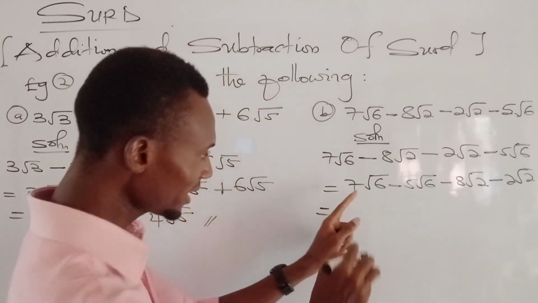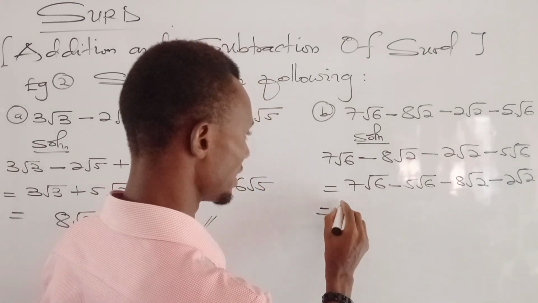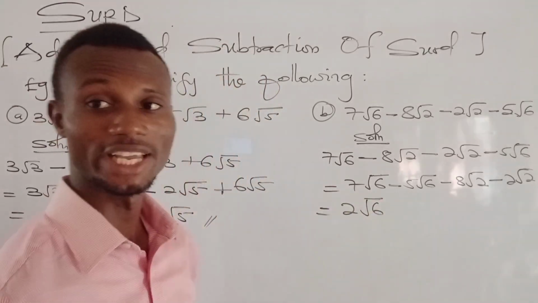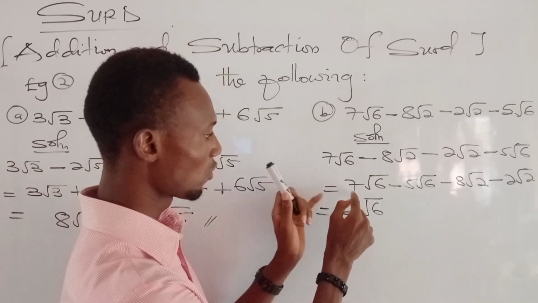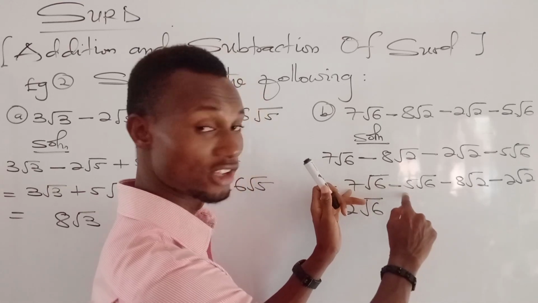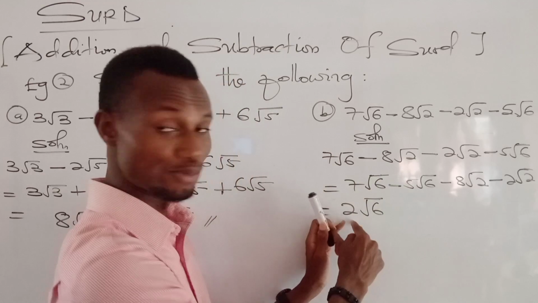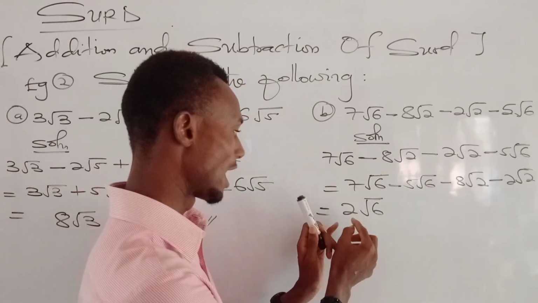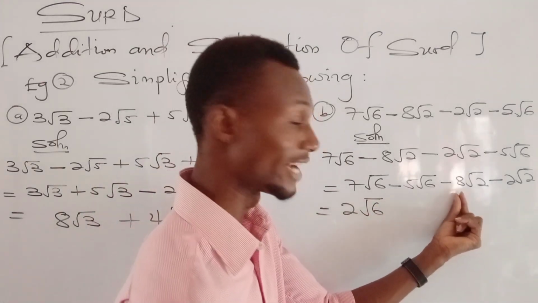So now the 7 root 6 minus 5 root 6 is going to give me 2 root 6, and I hope you agree with me. Because I've explained that we deal with the coefficient. So the coefficient of this root 6 is 7 and the coefficient of this root 6 is minus 5. So we deal with the coefficient, which is 7 minus 5, which gives me 2. Then just pick one of the root 6 and attach it to it, which is now 2 root 6. So that's it.